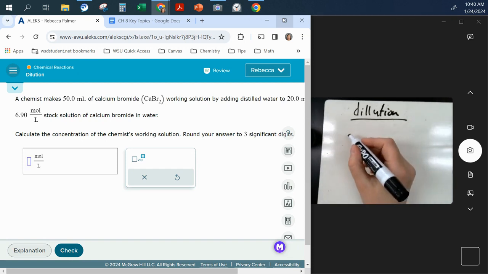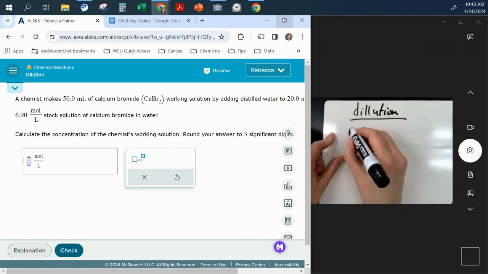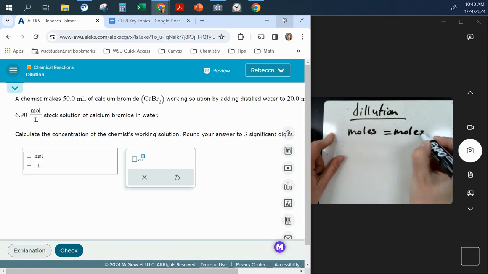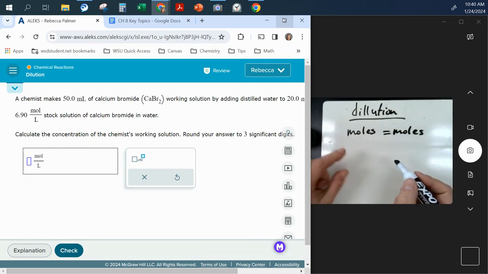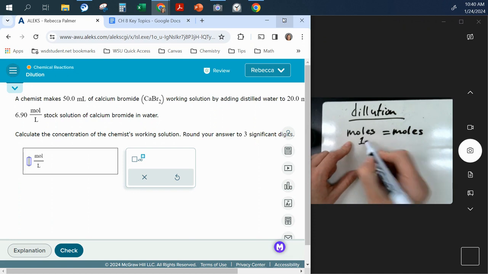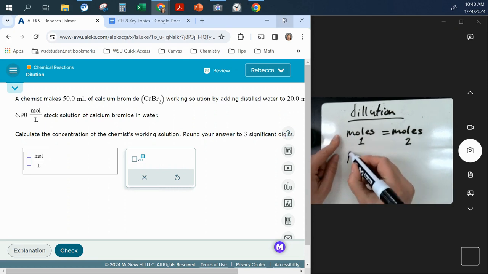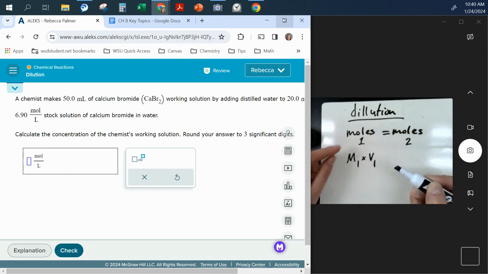So what you're really doing is you're saying the moles I took out of the first sample has to equal the moles I put into the second sample. And so what you're going to do is you're going to find the concentration of the first sample, multiply that by the volume that you took out. So maybe you took 1 milliliter out of the concentrated sample, and you put it in a new container.